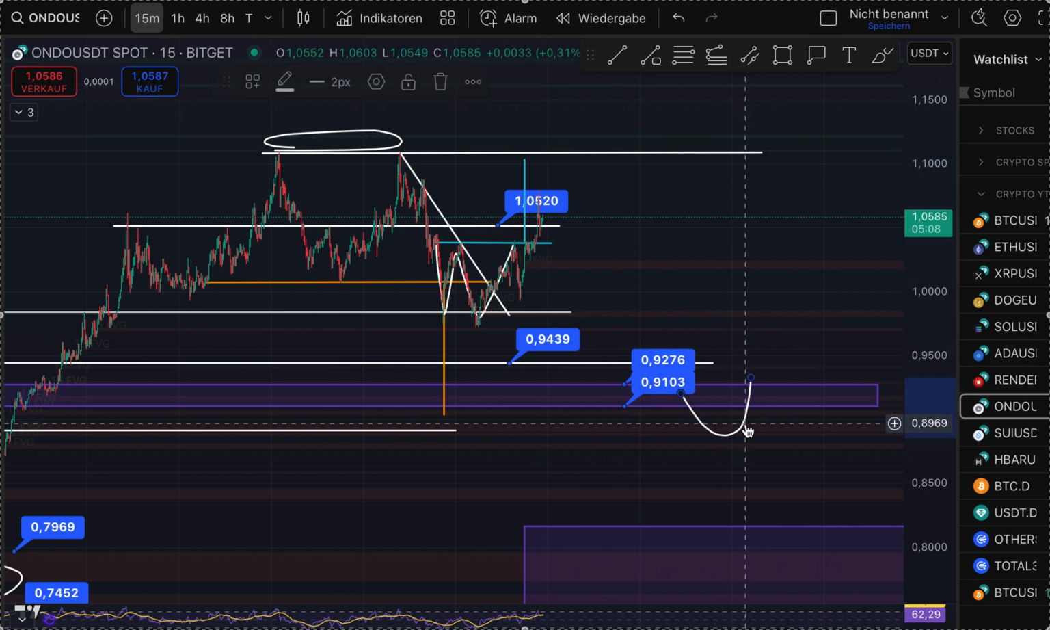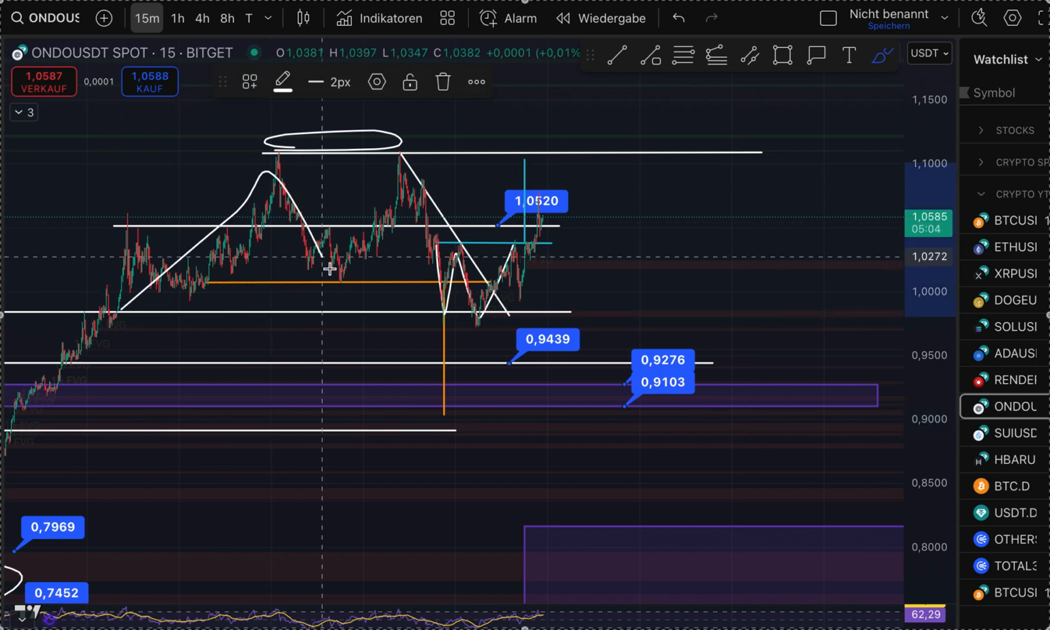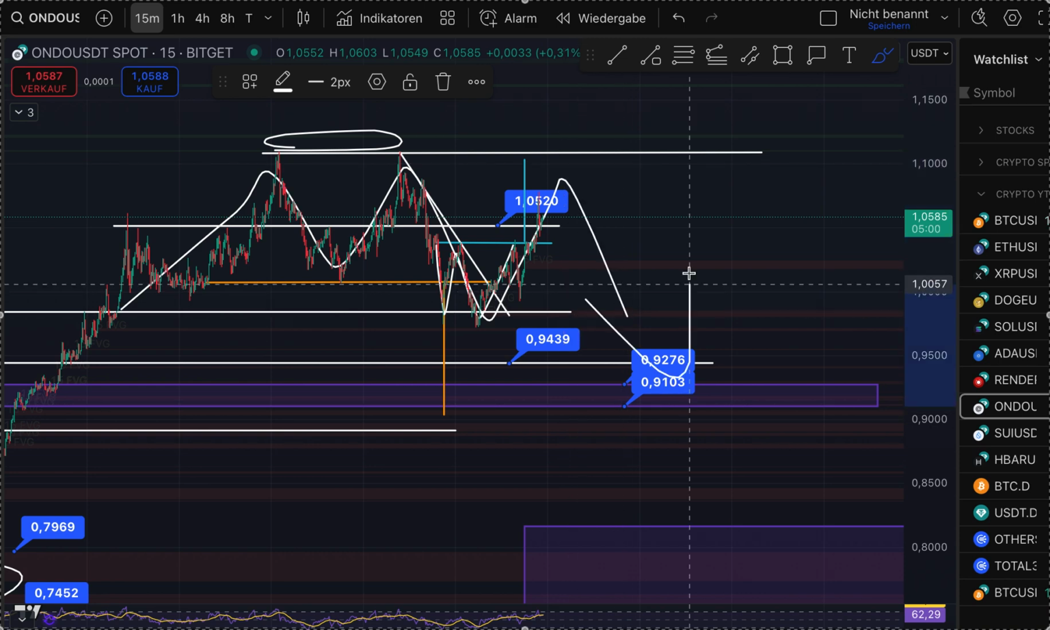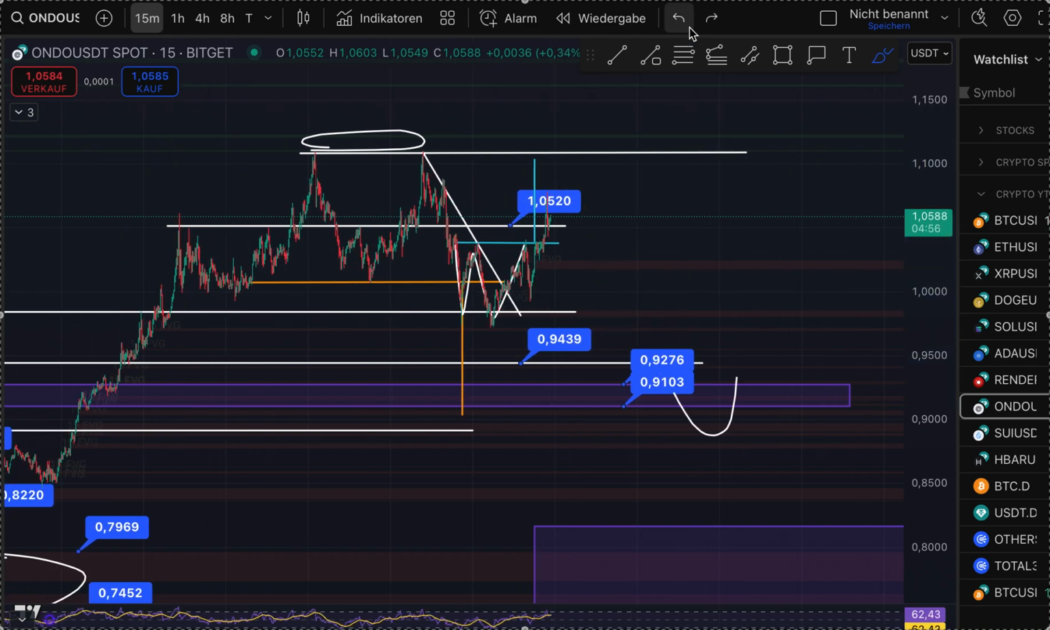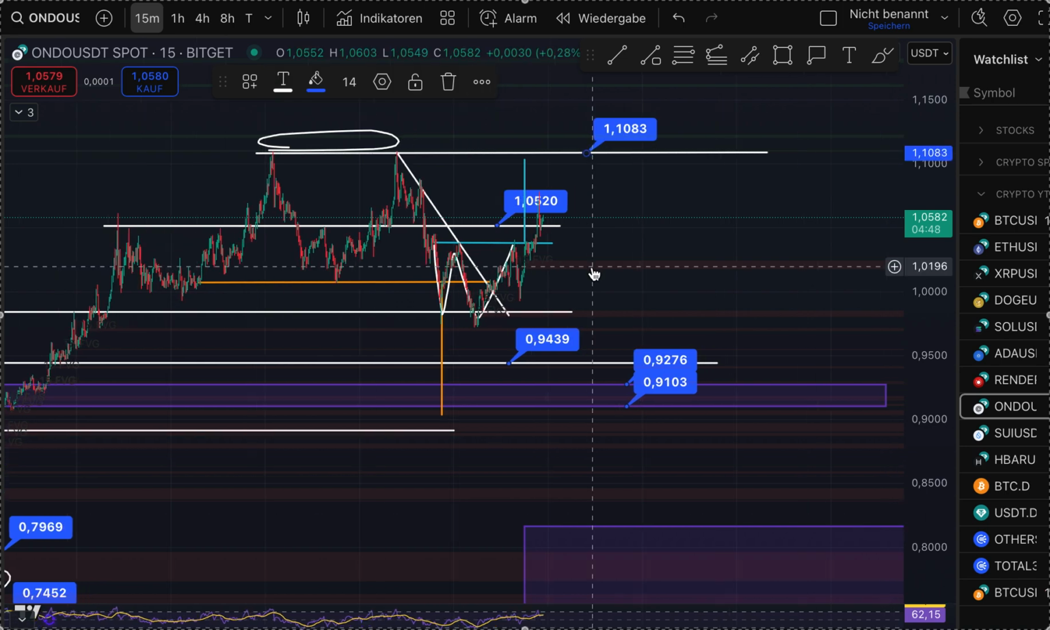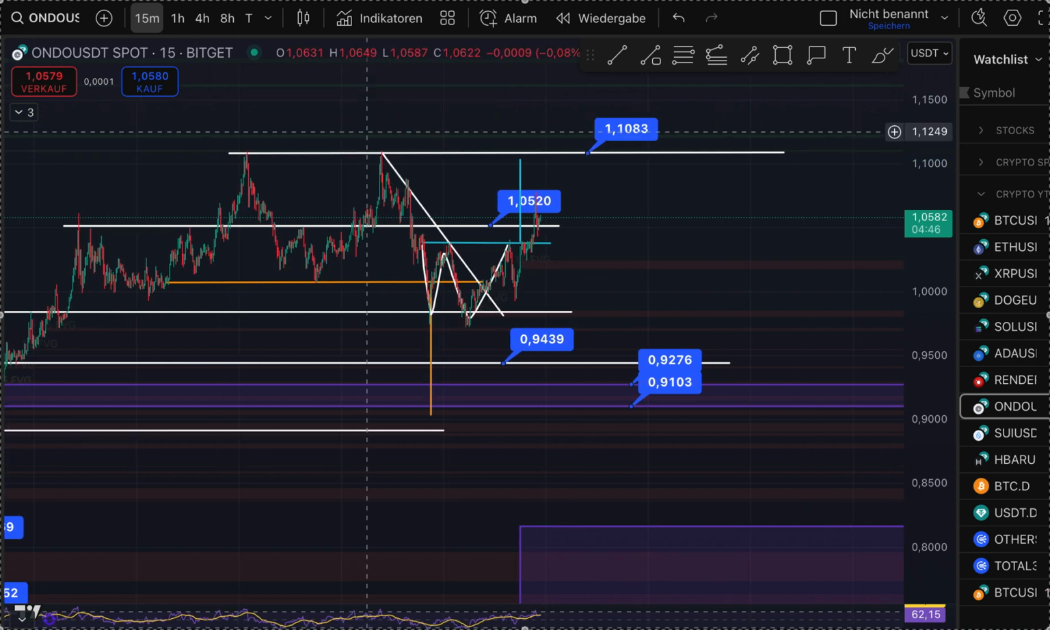But if we don't break it to the upside, then this can just be a bigger triple top pattern which breaks to the downside afterwards, and then we get a huge pullback for ONDO. So keep those price marks in mind. I will also put one here. So the $1.10 has to break to be bullish for ONDO.